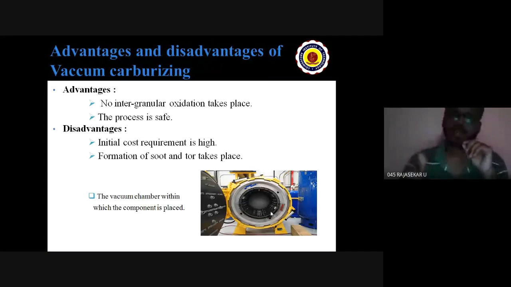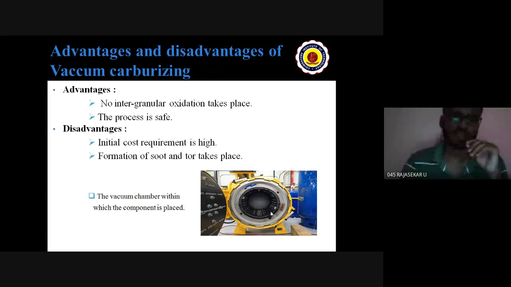As it is entirely carried out inside a vacuum container, that is a very low pressure container, there won't be any intergranular oxidation, and the process is a bit safe. The disadvantage is that the initial cost requirement is big, because maintaining a vacuum is a tedious task. It is not an easy task, right?